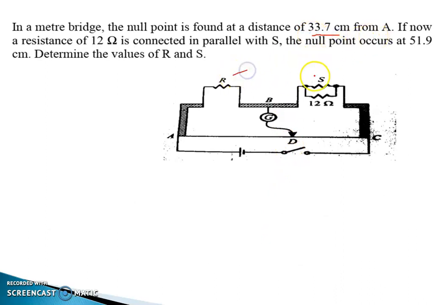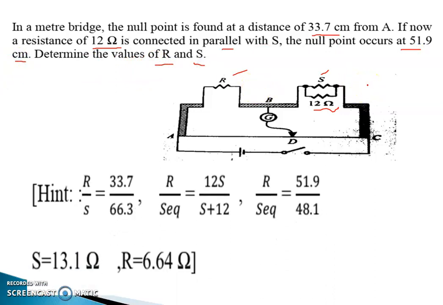Now the last question: in the meter bridge the null point is found to be 33.3 centimeter from A. There is R, there is S. Now if a 12 ohm resistance is connected in parallel to S, the null point is 51.9 centimeter. Find the value of R and S. Now again we have to make two equations. For the first condition, R by S is equal to 33.7 by 66.3, so the remaining length will be 66.3. So this is the first equation.